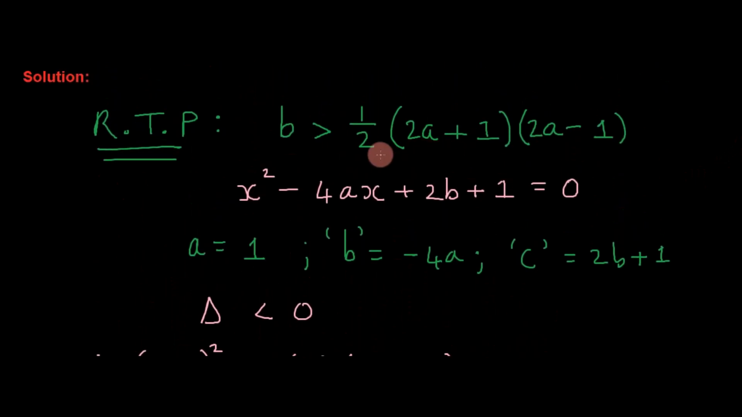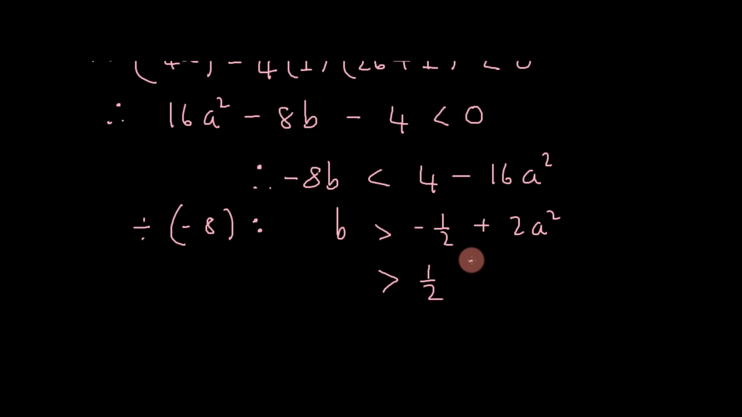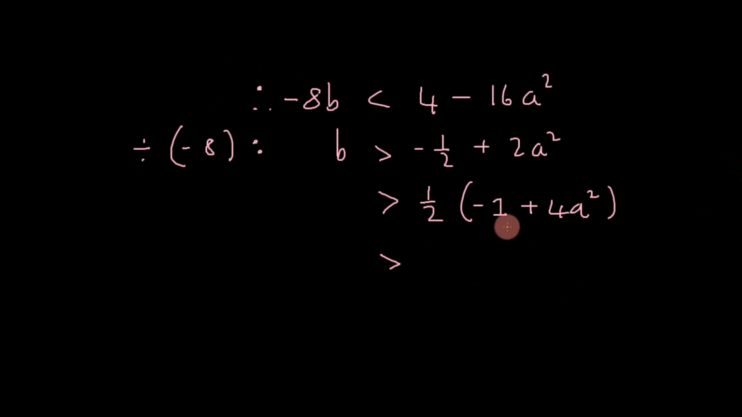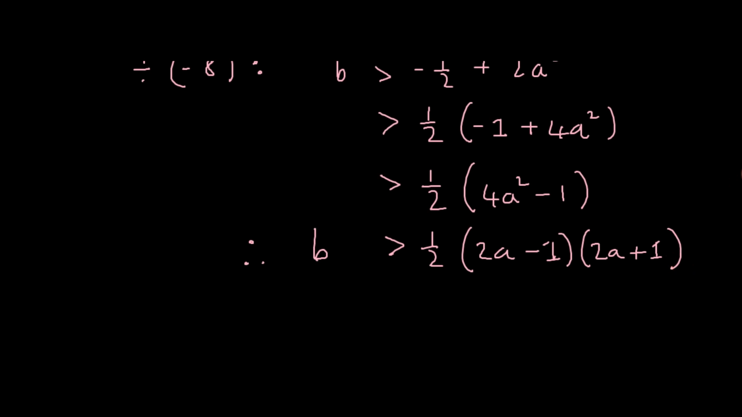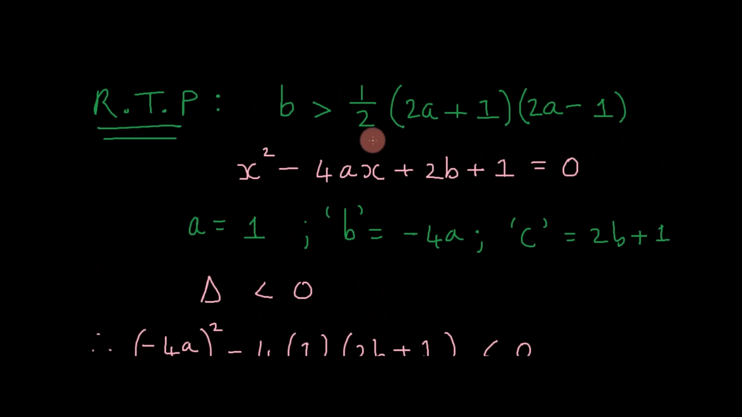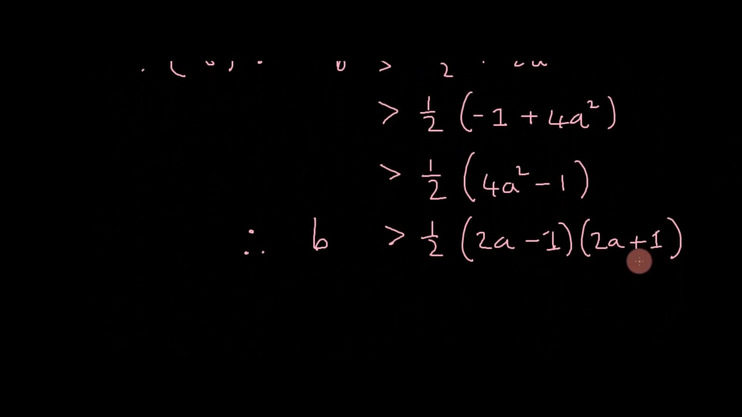Now, we need to manipulate the right-hand side to get it in this form. So we're going to take out a half, and we're left with negative 1 plus 4a squared. A half times 4a squared will give 2a squared. Now, we're going to switch around the terms in the brackets here. And then we're going to factorize what's inside the brackets as a difference of squares. So we basically then have b greater than a half into 2a minus 1 times 2a plus 1. And let's have a look. It's in fact what we needed to get for the right-hand side of this inequality. So then we've shown that b is greater than a half into 2a minus 1 times 2a plus 1.